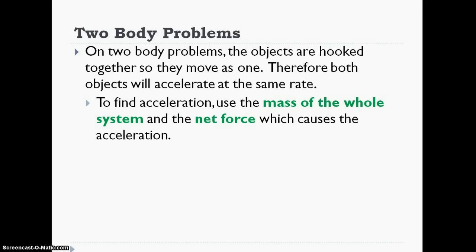So they always ask you two questions in these problems. They ask you to find the acceleration, and they also ask you to find the tension. So the first thing, to find the acceleration, the trick is that you have to use the mass of the whole system. So you have to add the two masses together, and that's something that for whatever reason students always forget to do. So when you do these problems, you have to add the masses together, and then you find the net force, which is going to cause the acceleration. So you just do F equals ma. You just have to have the right mass and the right net force.